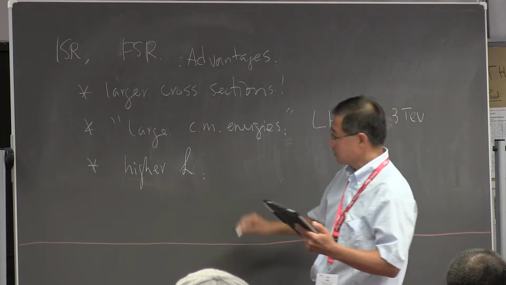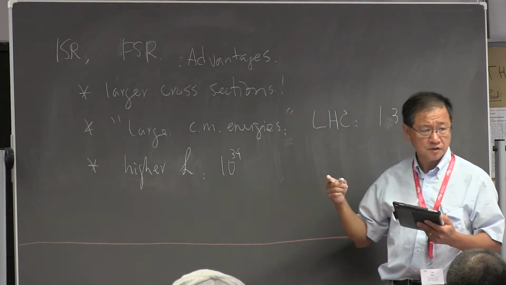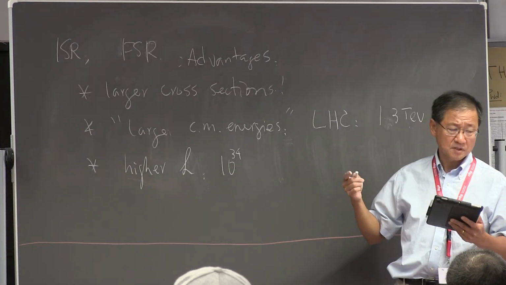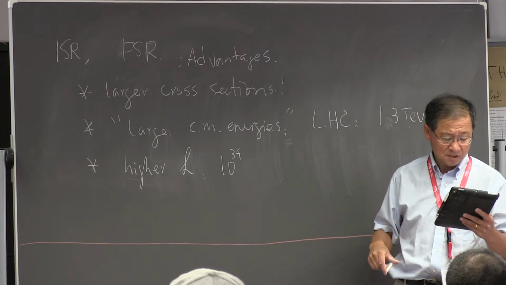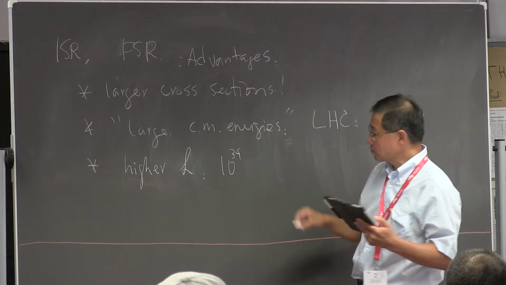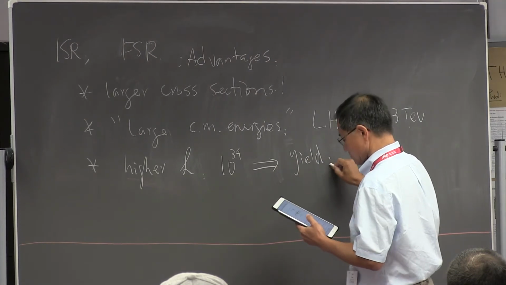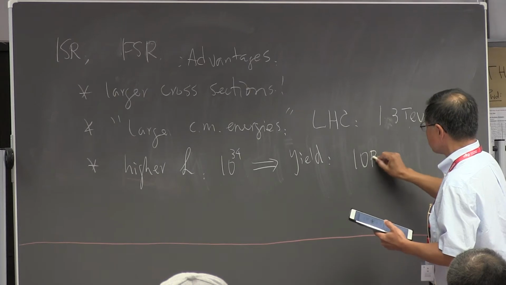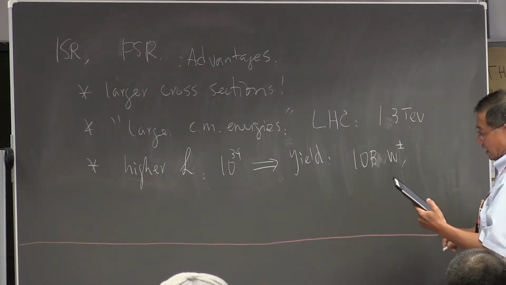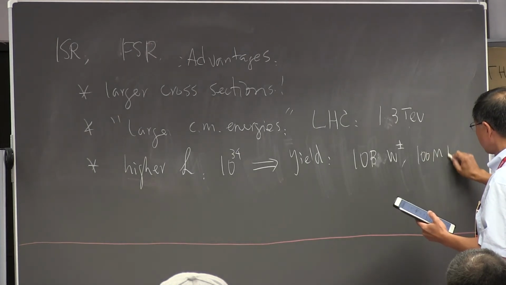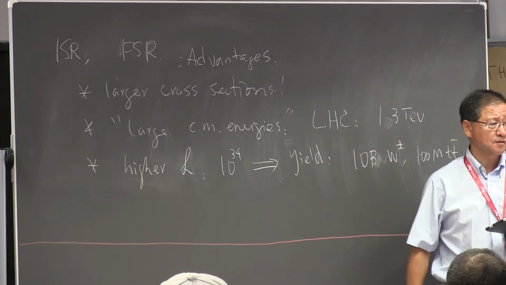So you have a high luminosity. It's easily doable at 10 to the 34. That's what they are running, 10 to the 34 per centimeter squared per second. Usually people don't use units, but that's what it means. So that's typically the case. Then you will be able to produce a large yield: 10 billion Ws and 100 million t-tbar. In fact, this LHC is highly qualified as the first t-tbar factory.